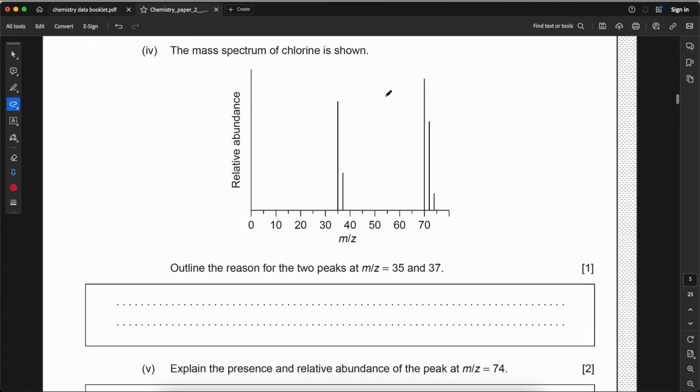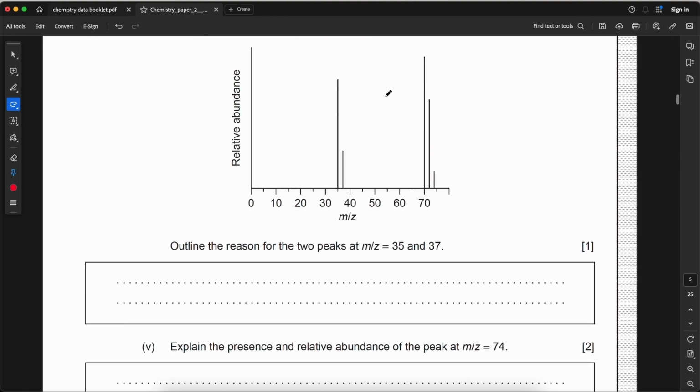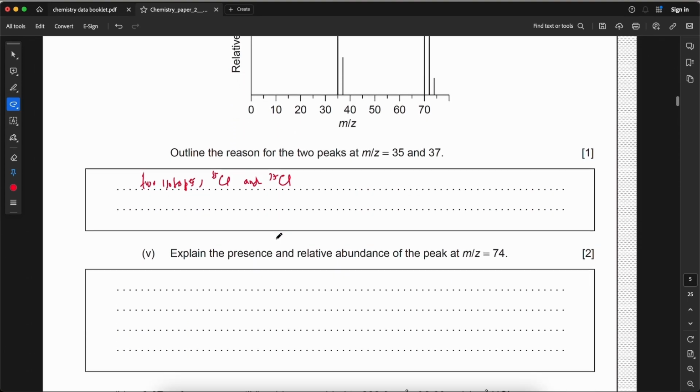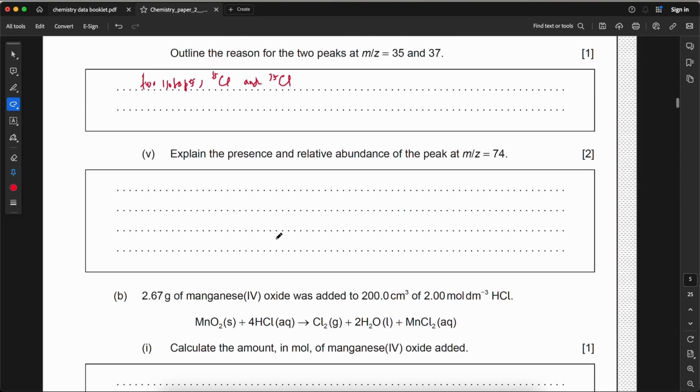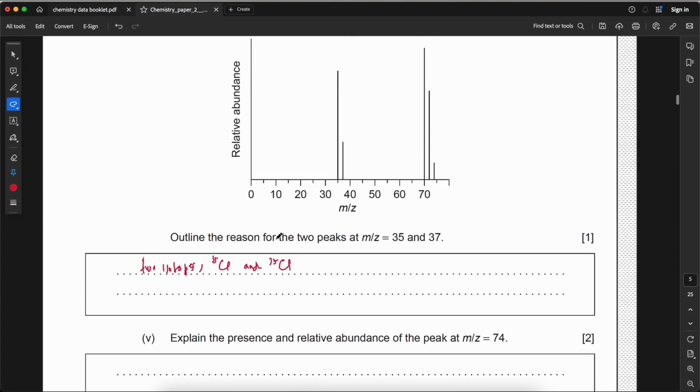The mass spectrum of chlorine is shown. Outline the reason for the 2 peaks at 35 and 37. So 35, it's Cl, and then it's 37, so it means it has 2 isotopes, Cl35 and Cl37. Explain the presence and relative abundance of the peak at 74.